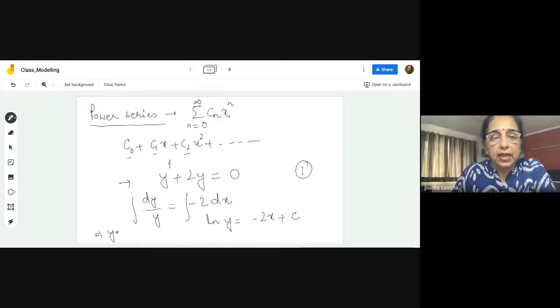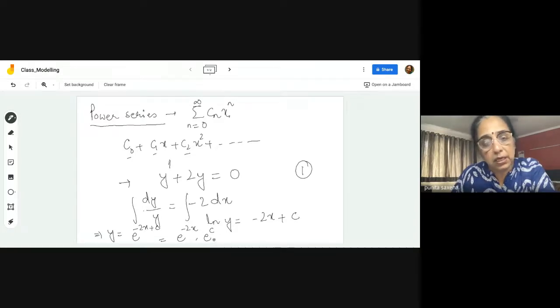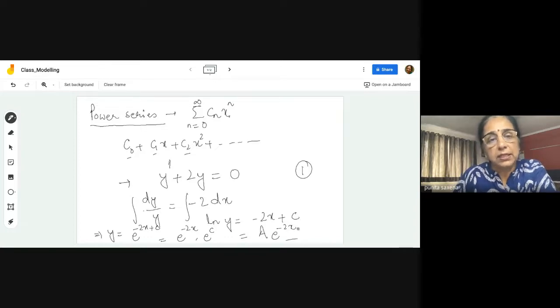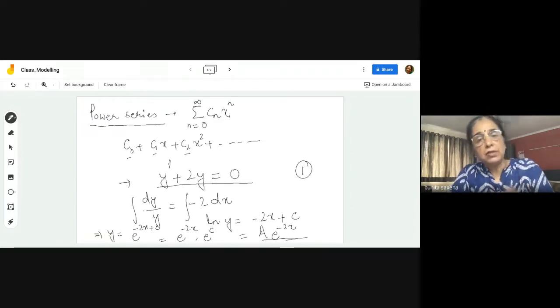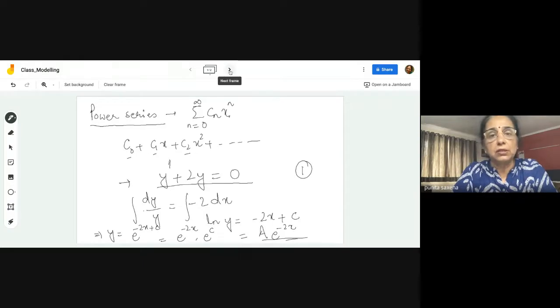I can write y equal to e to the power minus 2x plus c, which is actually nothing but e to the power minus 2x into e to the power c. Now, since c is a constant of integration, e to the power c becomes an arbitrary constant. So your solution can be written like this. Am I right? Yes, ma'am. That means if I solve this differential equation, this is how we have learned so far how to solve it.